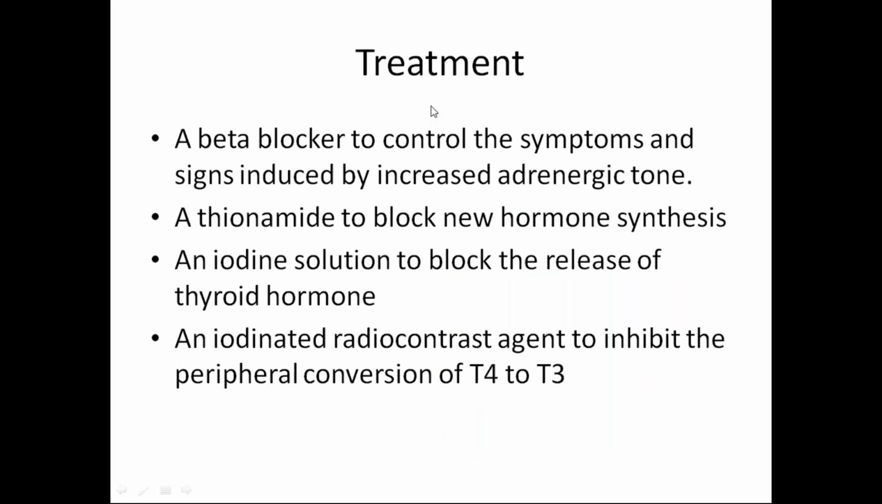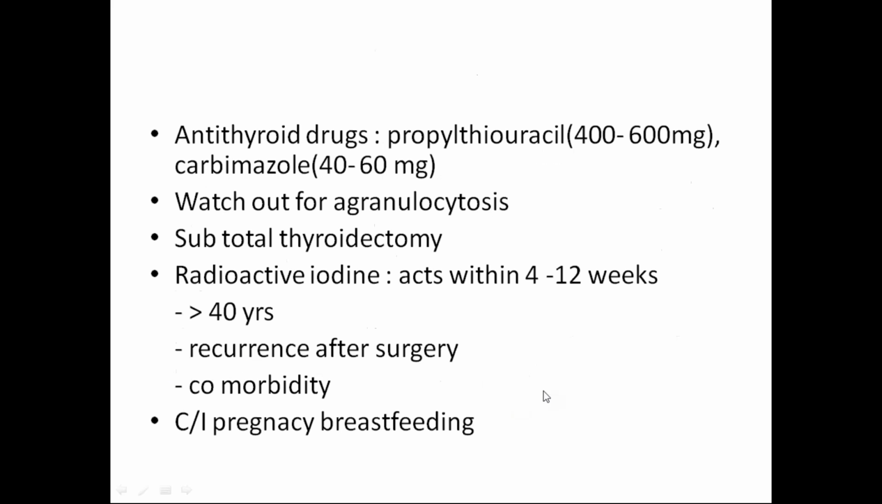Coming to the treatment, the basic principle for the treatment of thyrotoxicosis starts with a beta blocker. Since we have already discussed that it causes overactivation of the sympathetic and adrenergic nervous system, we have to prescribe a beta blocker. Then a thionamide, the antithyroid drugs. These cause blockage of new hormone synthesis. Iodine solution is used to block the release of thyroid hormone. We use it sometimes. It is a bit of an old medicine. And iodinated radio contrast agent is used to inhibit the peripheral conversion of T4 to T3. So these are the basic principles of treatment.